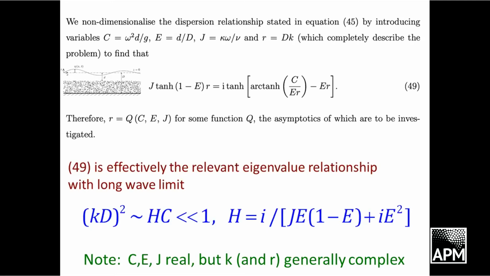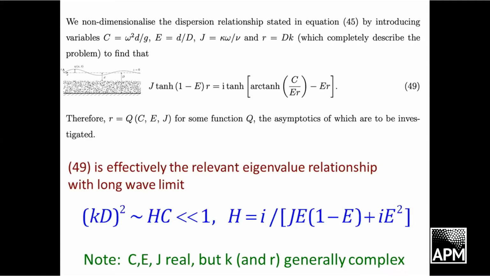It's complicated, and there are real and imaginary parts to it. What that means is that you can determine k, the wave number, as some function of these parameters C, E, and J. The important thing is, in the long wave limit, when kd is very much smaller than 1, because k is so small, the result for kd squared is proportional to some concept which I've called H times C, this parameter on the top left.